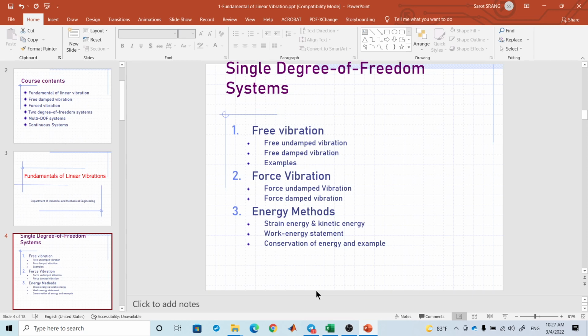And the last part is an energy method to derive the equation for vibration.